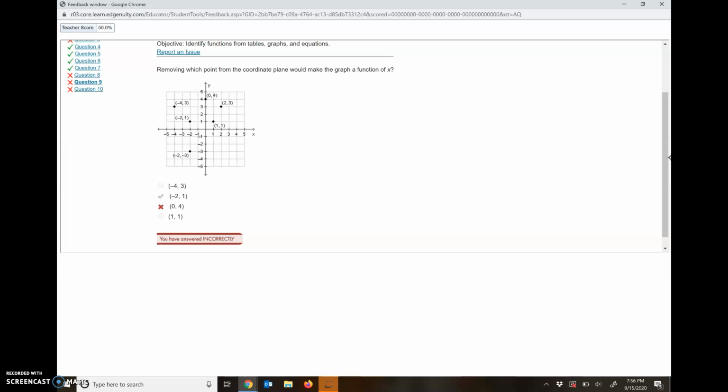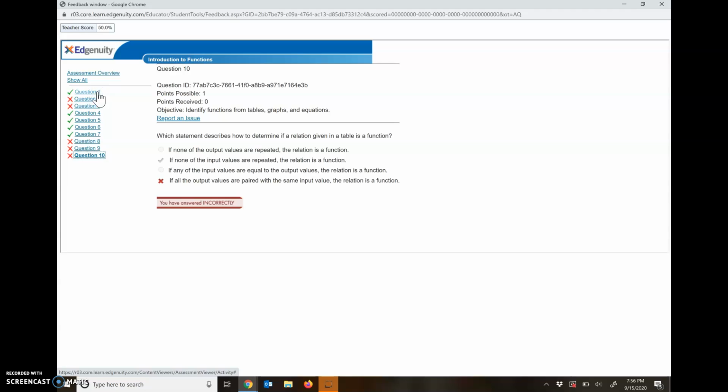We don't have any more 0s on this graph. We don't have any more 1s. We don't have any more 2s. So that one would need to get removed.